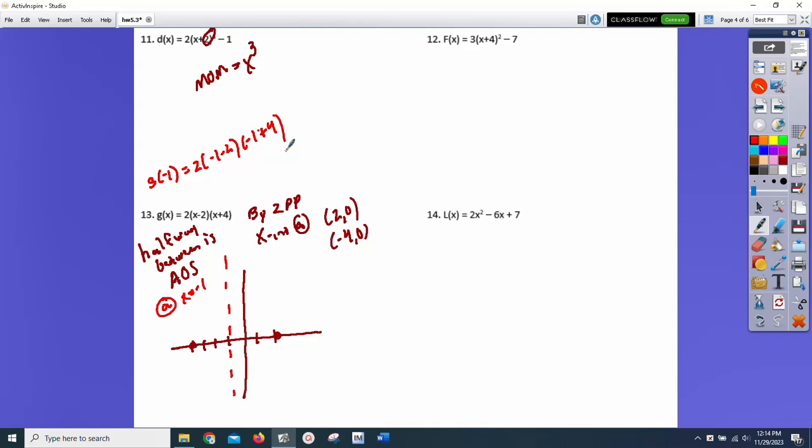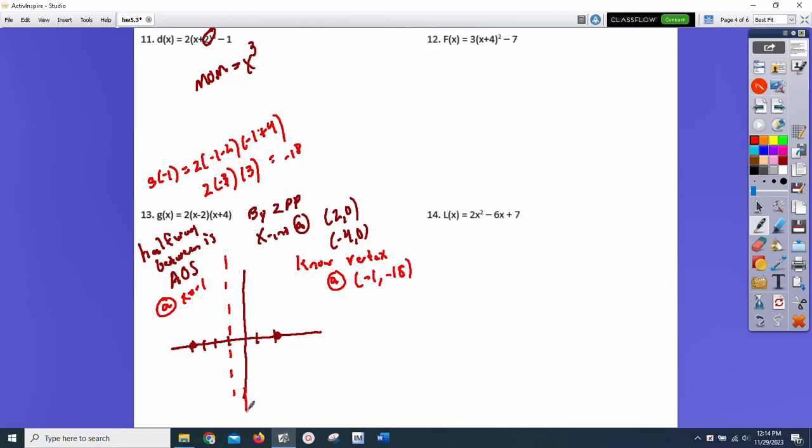You're supposed to know what -1 minus 2 is. It's -3. Sorry, here I am talking crap. -1 plus 4 is +3. And if I do all this math right here, assuming I'm doing it right because I'm tired, I would get -18. So I now know the vertex is at (-1, -18).